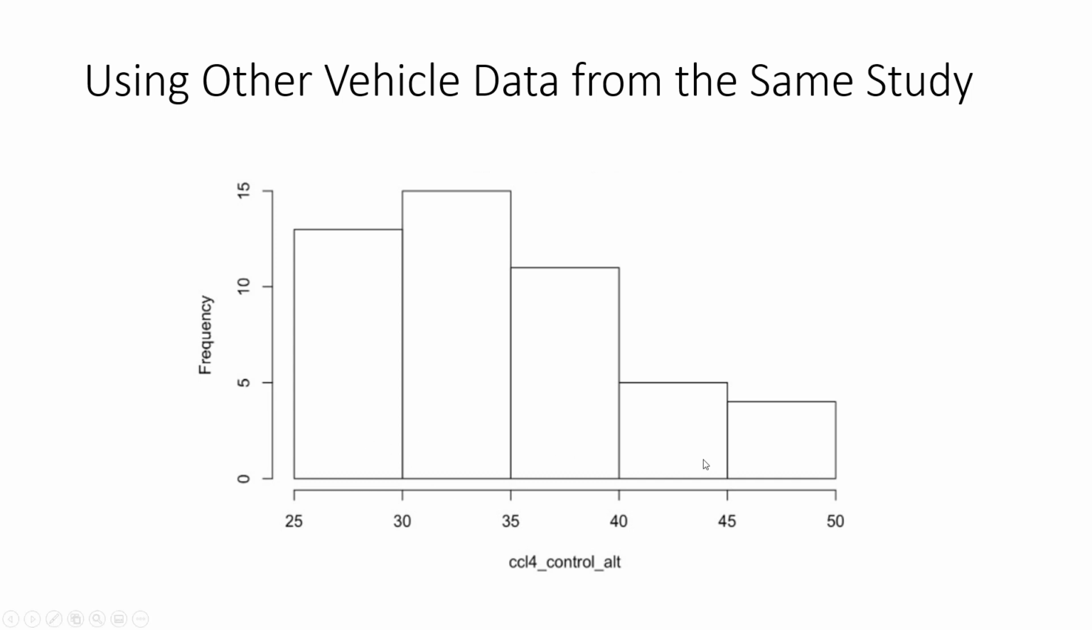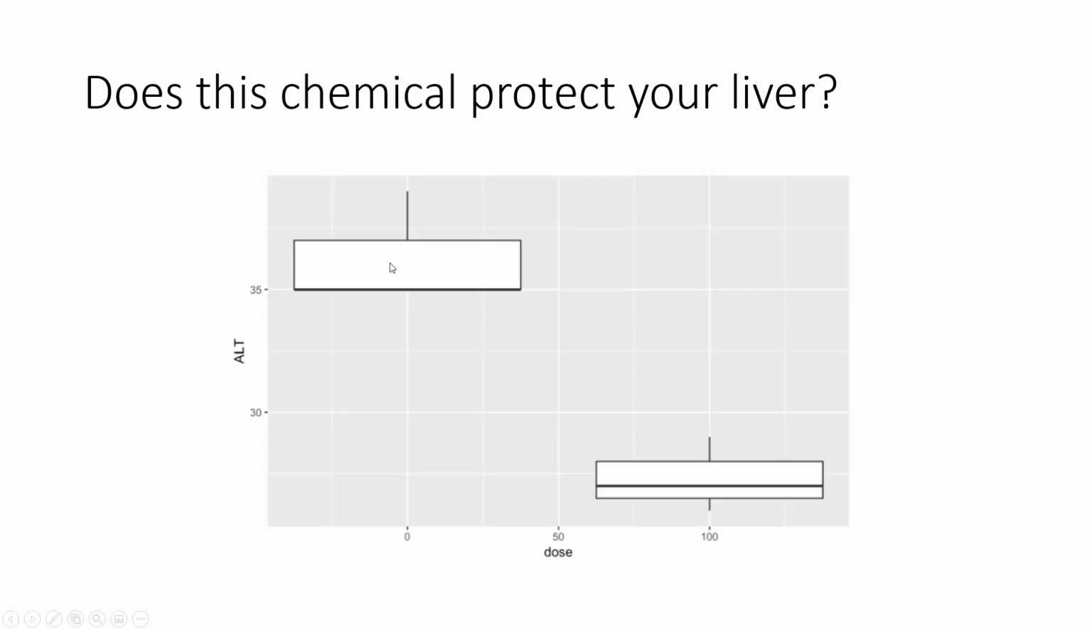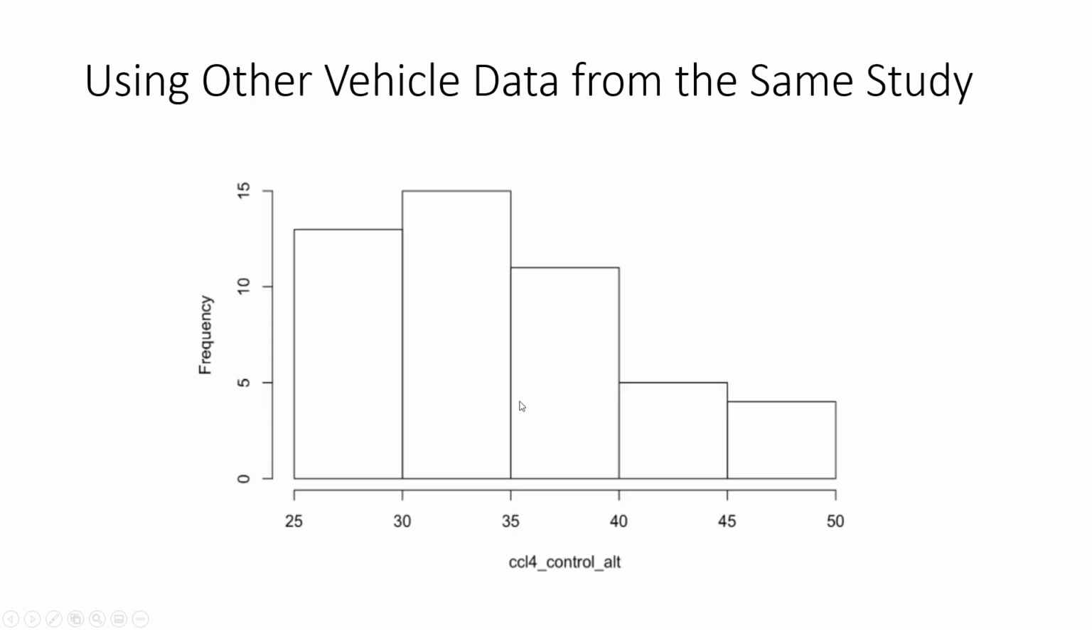and they could come up with probably a distribution that looks like this. So here we're looking at other vehicle data from the same study. And you can see in the controls, it has a pretty wide range. It's going from 25 out to 50 units. That's a pretty large range. And if you remember, if we go back here, the mean here was around 35. Well, here's 35. It's smack dab in the middle of the distribution here across a lot of different animals.